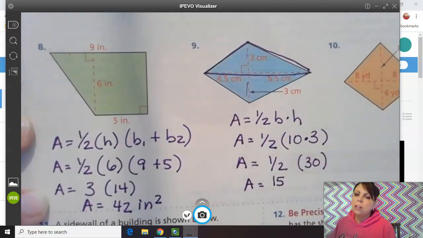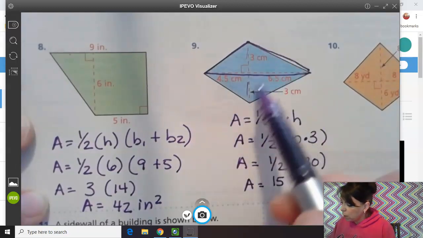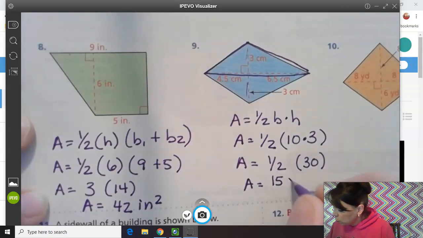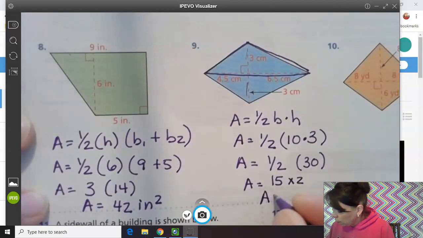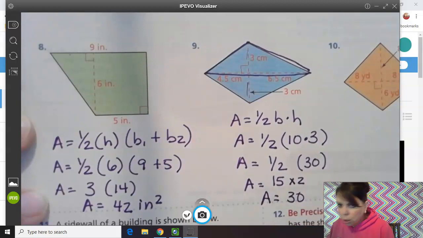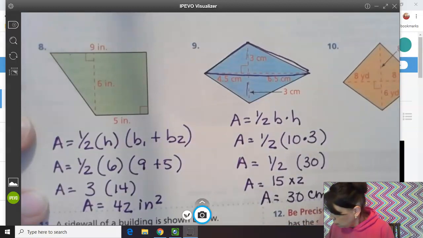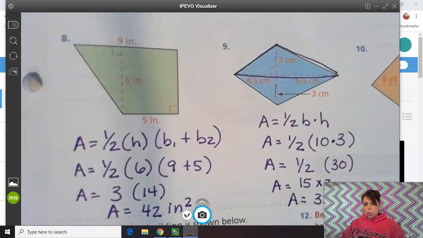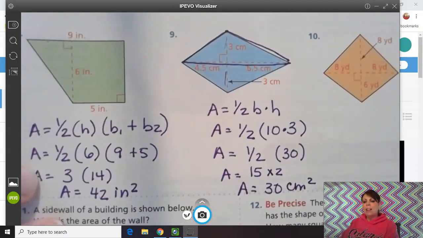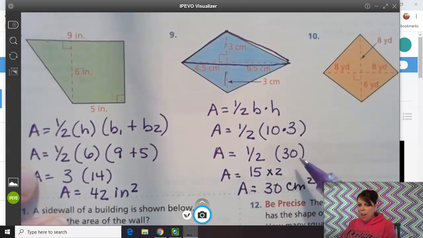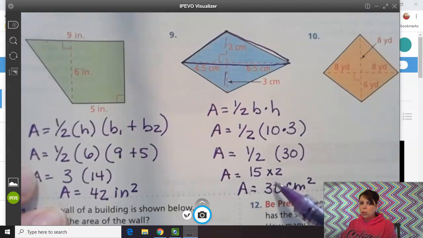So each triangle is 15, but we have two triangles, right? We have two of them. So I'm going to multiply it by 2. Area equals 30 centimeters squared. I know you guys are looking at it like, well, then why should we divide it in half and then just have to multiply it by 2?